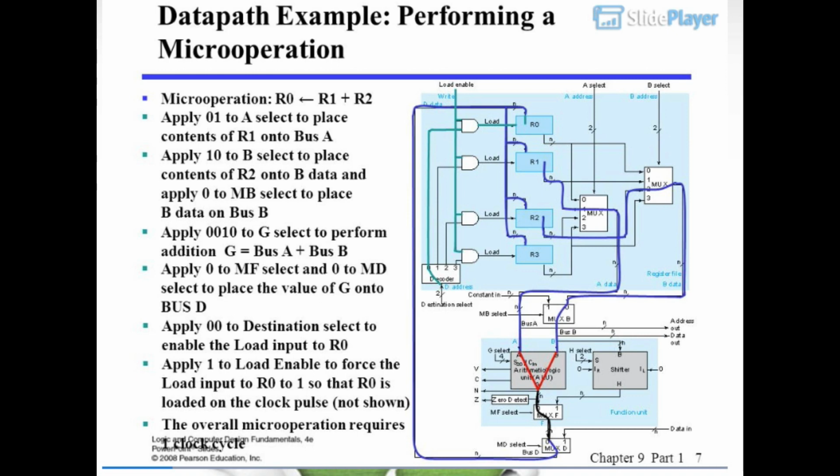Apply 0 to MF select and 0 to MD select to place the value of G onto bus D. Apply 01 to A select to place contents of R1 onto bus A. Apply 00 to destination select to enable the load input to R0. Apply 10 to B select to place contents of R2 onto B data 2 and apply 0 to MB select to place B data 2 on bus B. Apply 010 to G select to perform addition G equals bus A plus bus B.